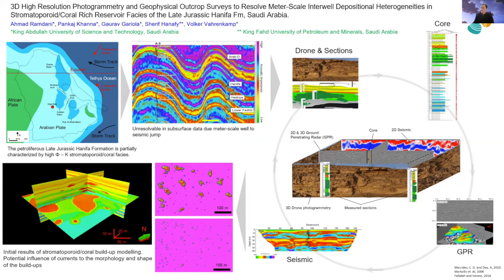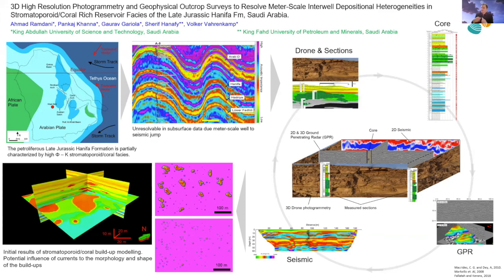And a snapshot of this first iteration of the model can be seen here in the lower picture on the left, where circular-shaped stromatoporoid coral build-ups congregate into a larger 10 to 100 meter pseudo-ellipsoid complex with preferential northwest-southeast lineation, which we believe, and later in the poster I will explain in a bit more detail, is controlled by hydrodynamic energy, especially the currents.